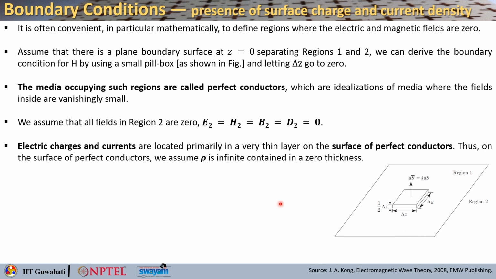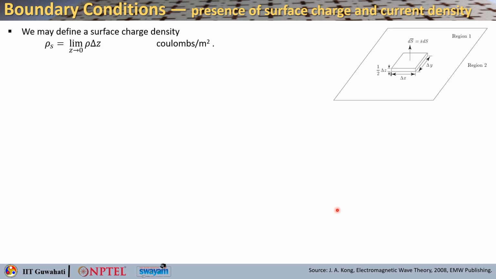Now, the electric charges and currents are located where then? They are basically located in a very thin layer on the surface of the perfect conductor. For the perfect conductor, we can assume that the conductivity sigma is infinite, and that the charge is contained in a zero thickness.